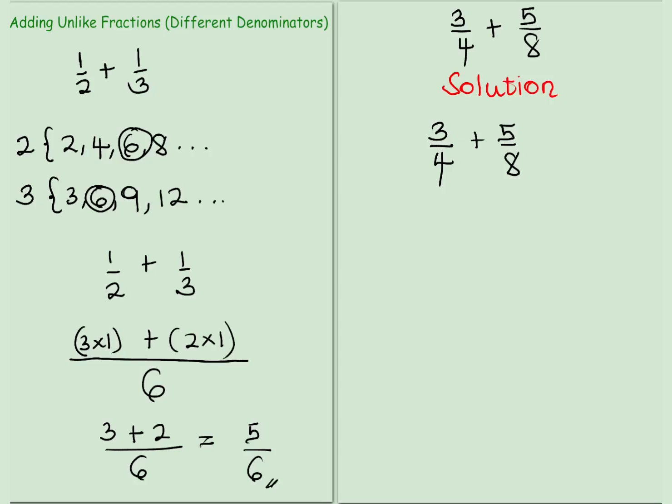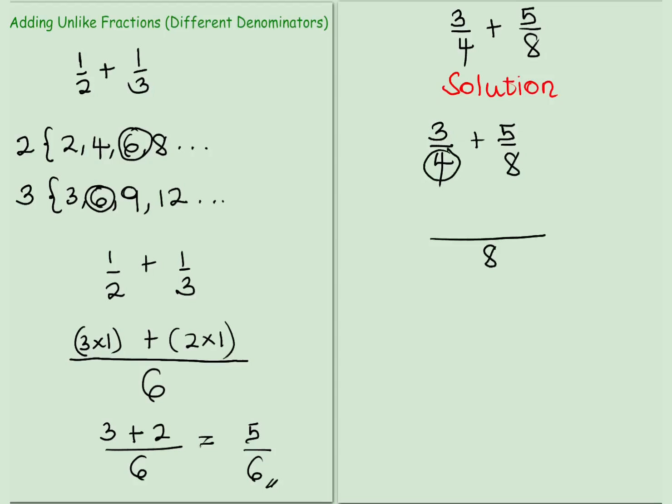You see, both denominators should be able to divide them. Now, that number is actually 8. Because if you take 8, 8 can divide itself, and then 4 can also divide 8. You see. So, we write the 8 down here, and then we start our operation.